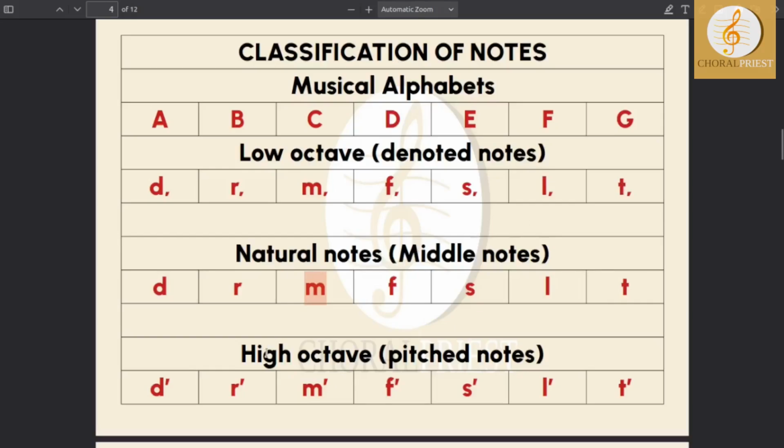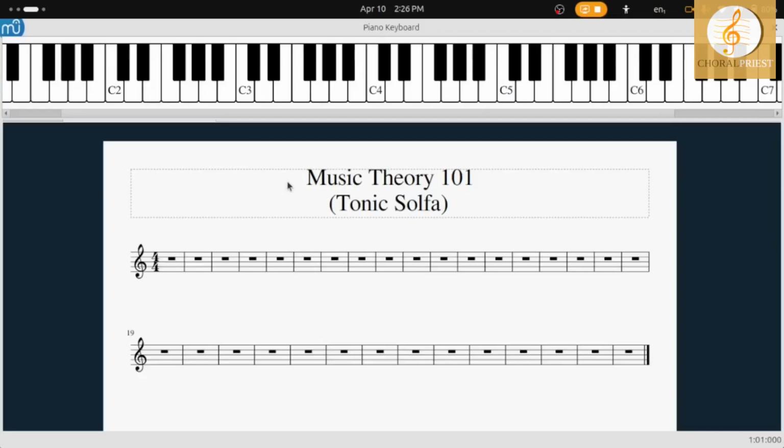In the same way, the high octave also has a pitch sign that shows that the do here is raised one octave above the natural note. The re here is raised one octave above the natural note re. The mi here is raised one octave above the natural note mi. The same way continuously until we get to the last, which is T. If we are going to sing those notes, it's going to sound something like this.